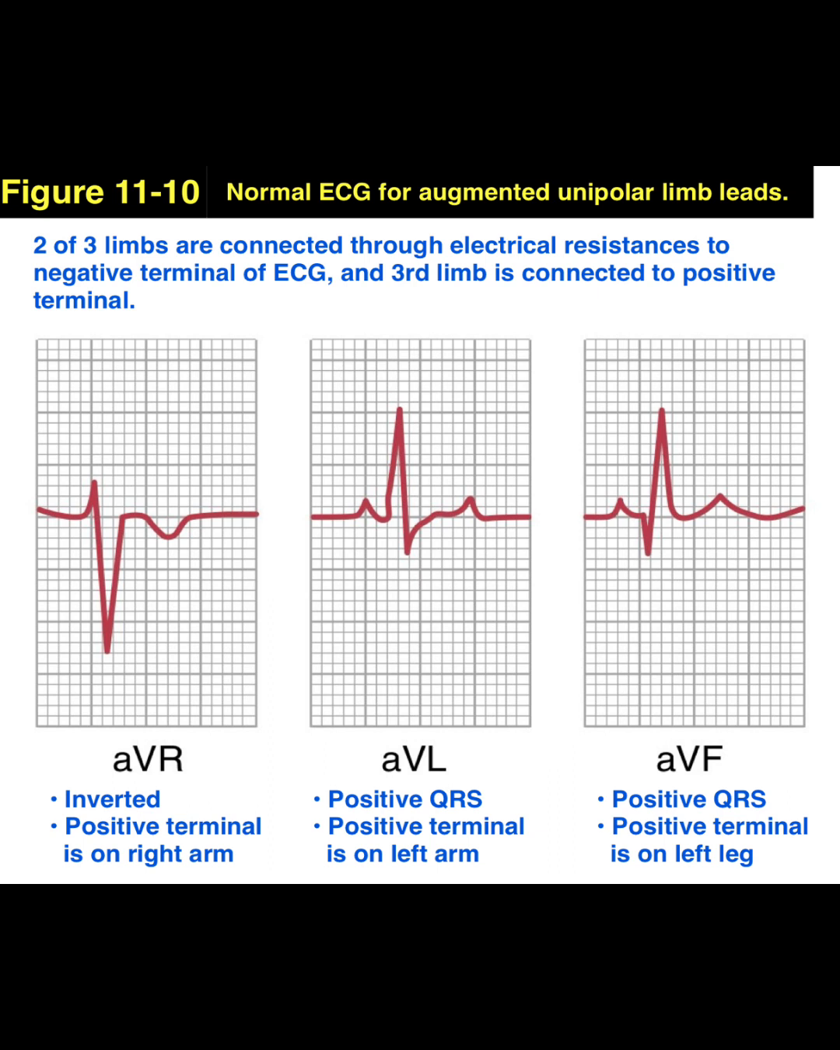Two of 3 limbs are connected through electrical resistance to the negative terminal of the ECG, and the third limb is connected to the positive terminal. QRS complex in AVR is inverted and the positive terminal is on the right arm. In AVL, QRS complex is positive and the positive terminal is on the left arm. In AVF, QRS complex is again positive and the positive terminal is on the left leg.